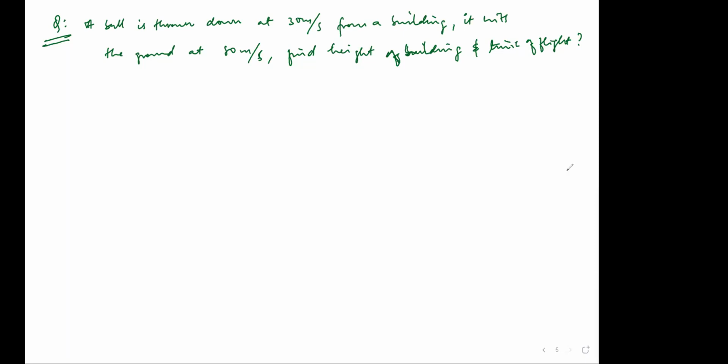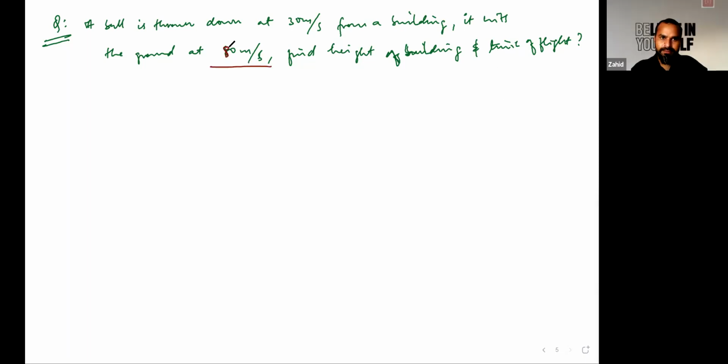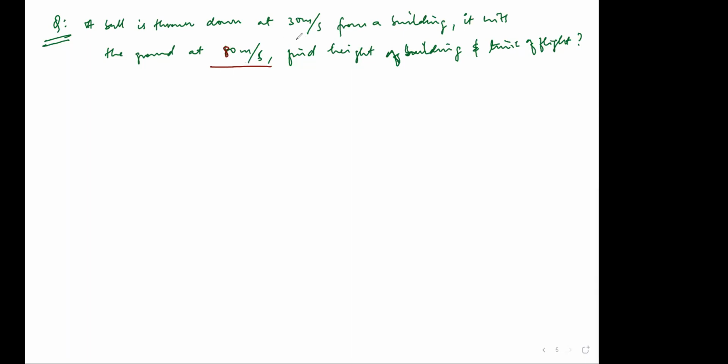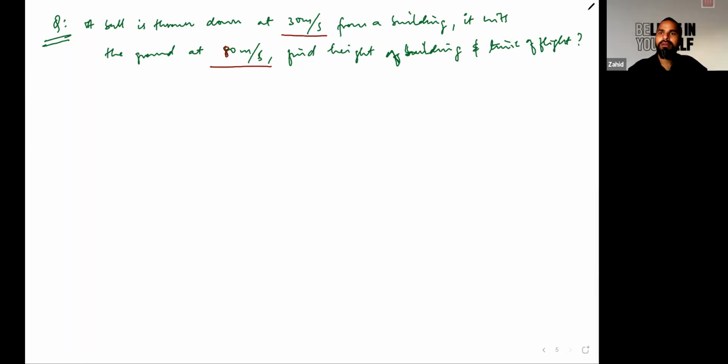Excuse me, sir. What is that? It hits the ground at 80 meters per second. Means the final velocity of hitting the ground is 80 meters per second. We have initial velocity, we have final velocity. So just use the third equation of motion and try to find the height of the building.